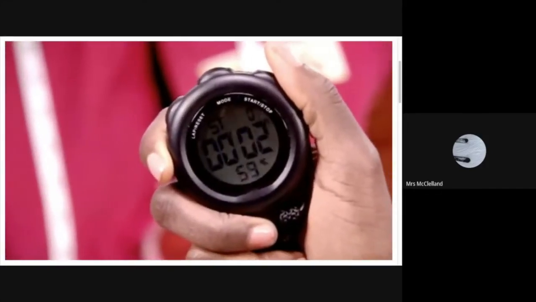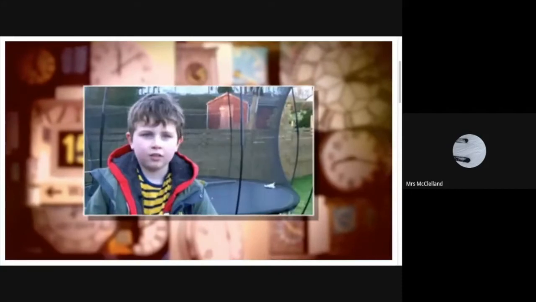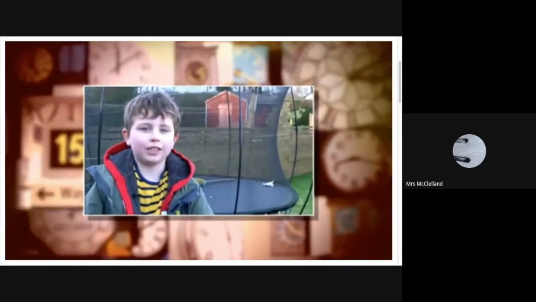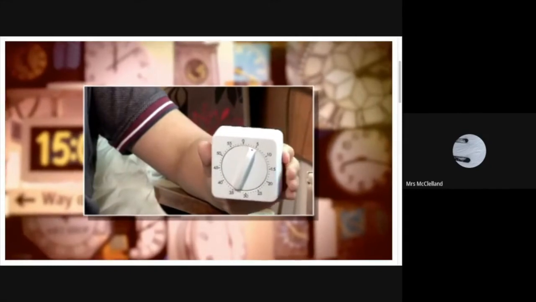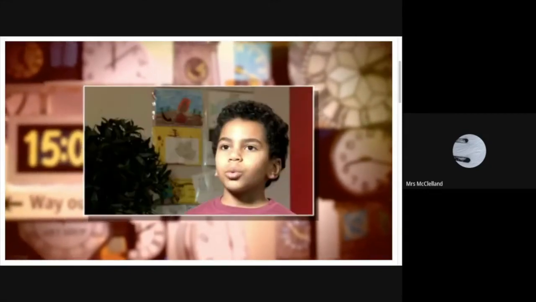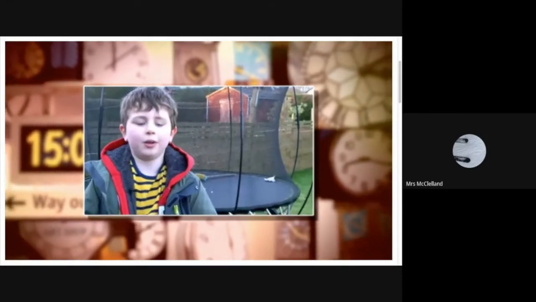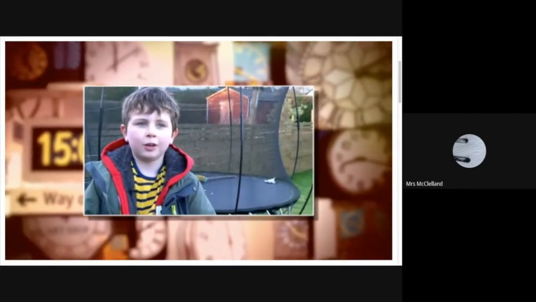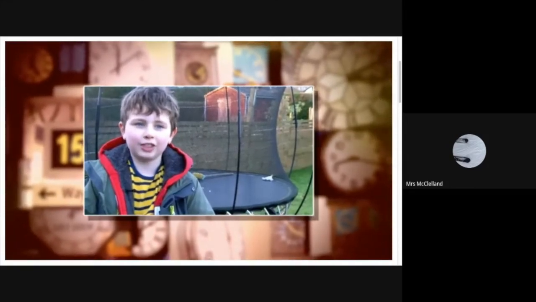Can you think of any other ways to measure 5 minutes? I would use a clock. I would use a stopwatch. I could use the timer app on my tablet. In the kitchen, my mum would use a timer to know what 5 minutes was. If I was getting a turn on the trampoline, but my brother also wanted to, but we wanted shots separately, we could use a timer to time 5 minutes each.